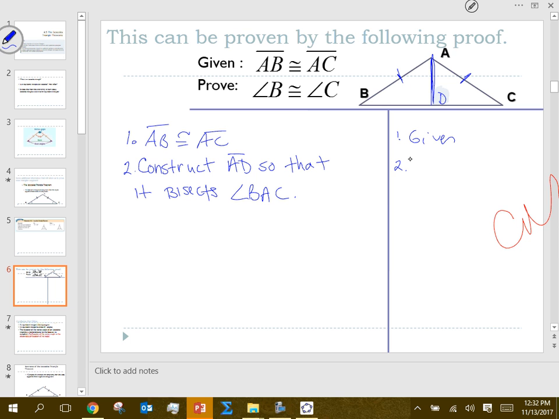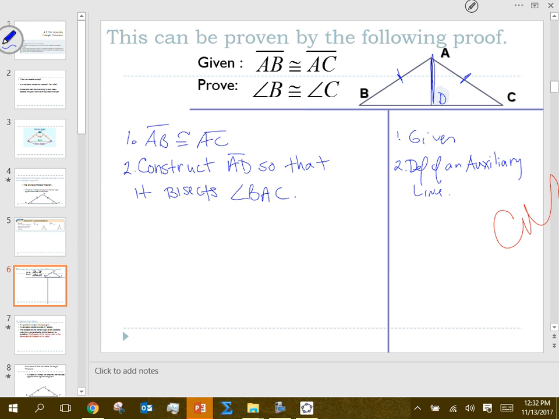If you guys remember, we've seen this once before: when I draw an extra line into my picture, we call that an auxiliary line. I have trouble saying that word. Auxiliary means additional, right? Okay, and we know it exists.